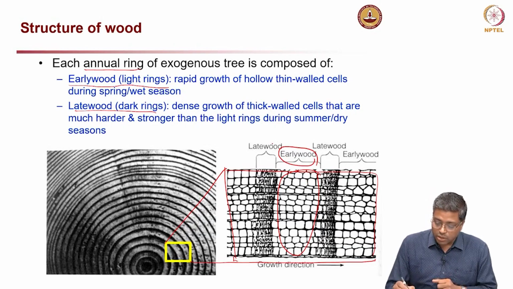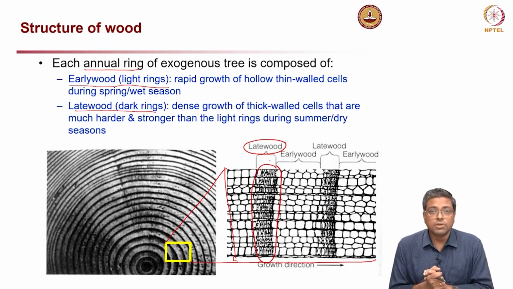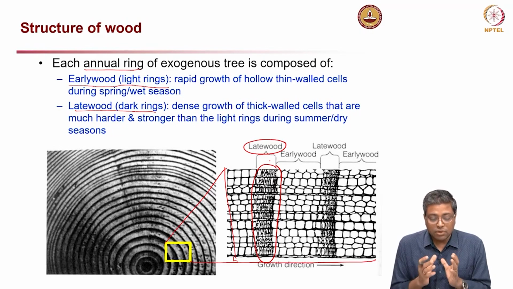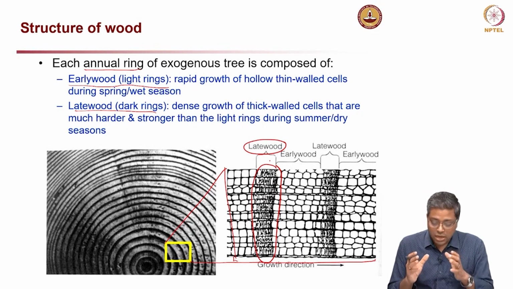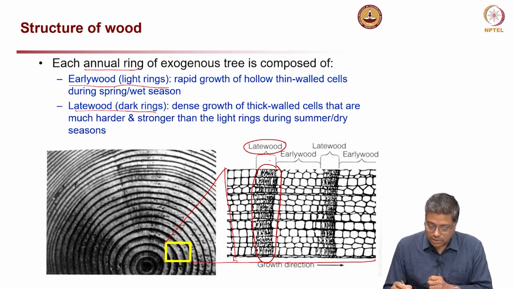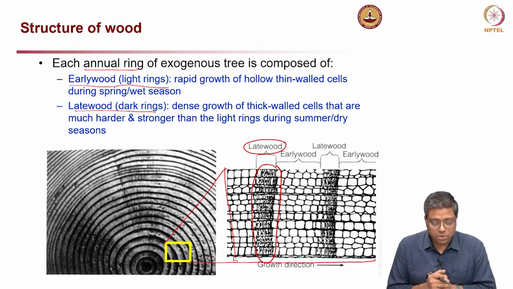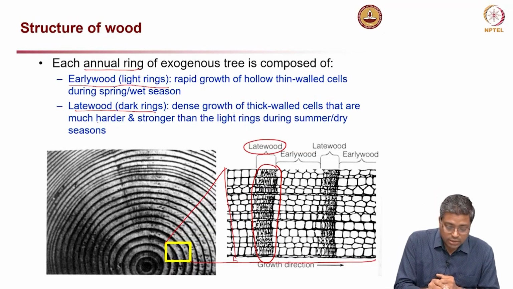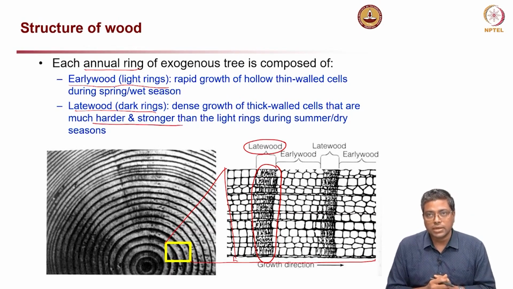Now, when you talk about the late wood, these are denser regions and these are thick walled cells. In the early wood, they are thin walled cells. These late wood cells are formed during the summer or dry season and they are thick walled cells and smaller in size also. The cavities are also smaller, and hence because they are thick walled, they are much harder and stronger than the light rings.